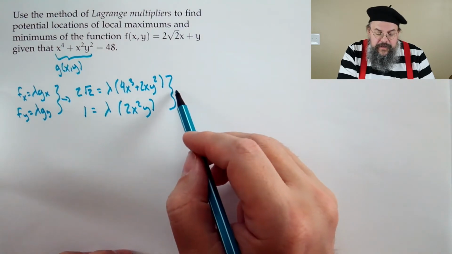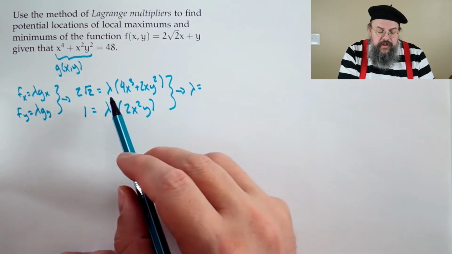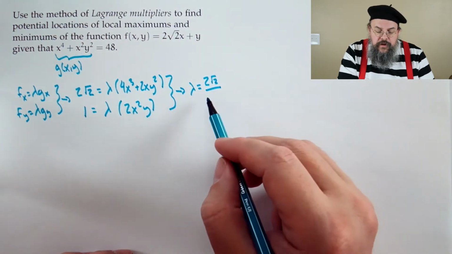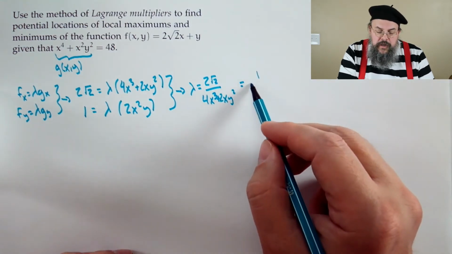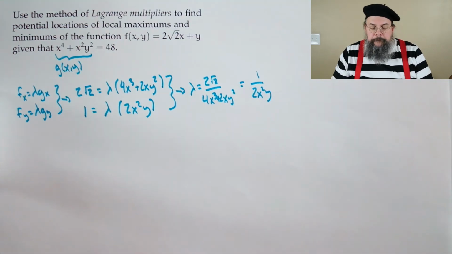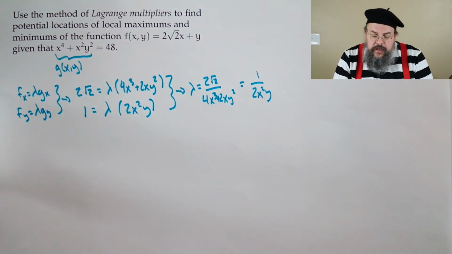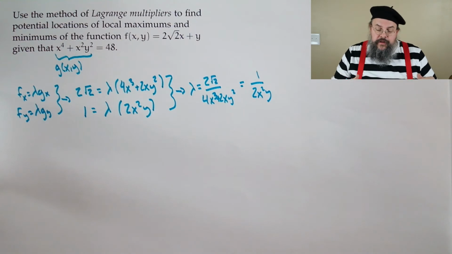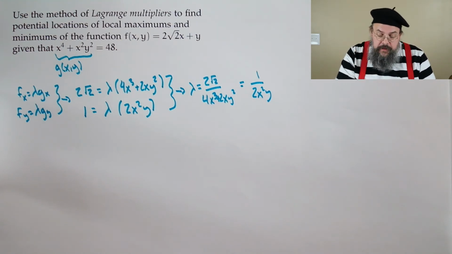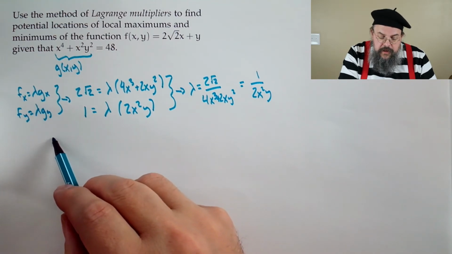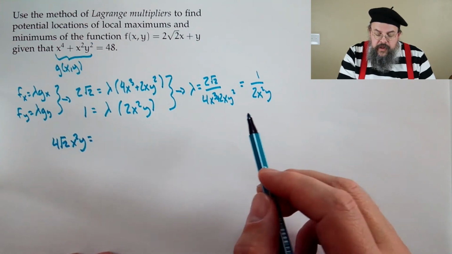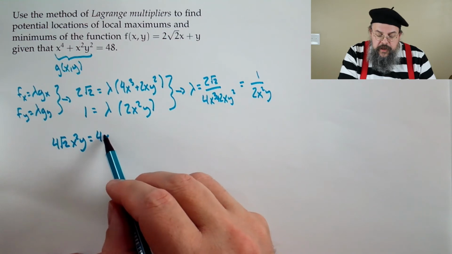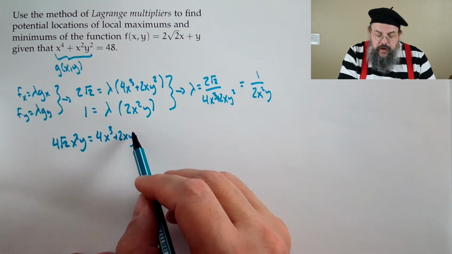So what do we have? Well, we get that lambda, from the first one, is 2 root 2 over 4x cubed plus 2x y squared. It's also equal to 1 over 2x squared y. All right, well, let's cross multiply and see what we get. Cross multiplying, we get 4 square root of 2 times x squared y is equal to 4x cubed plus 2x y squared.